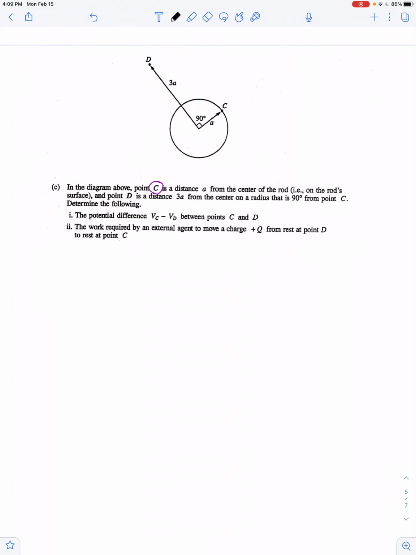So this point C is at a distance A from the center of the rod. In other words, it's on the surface. Point D is well outside of the surface at a distance of 3A. So we have to determine the potential difference between point D and the surface. All right.